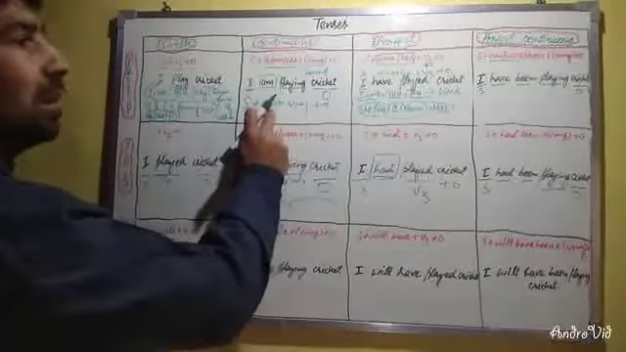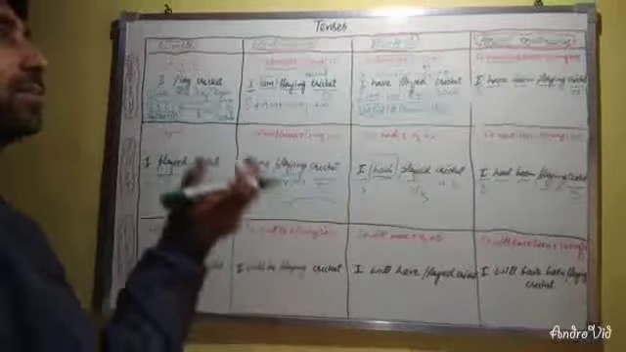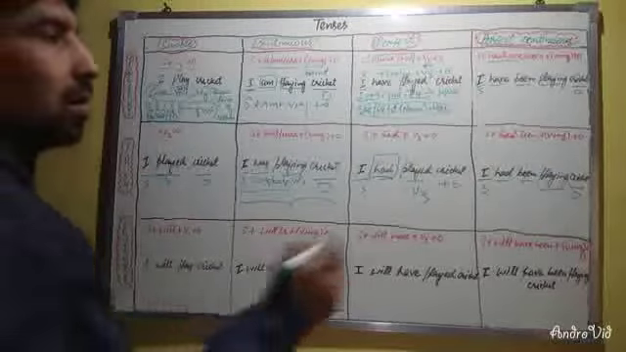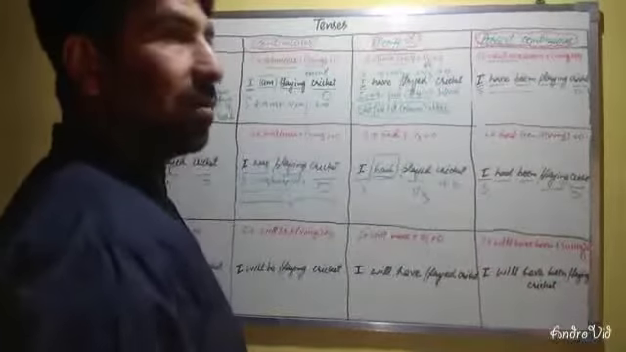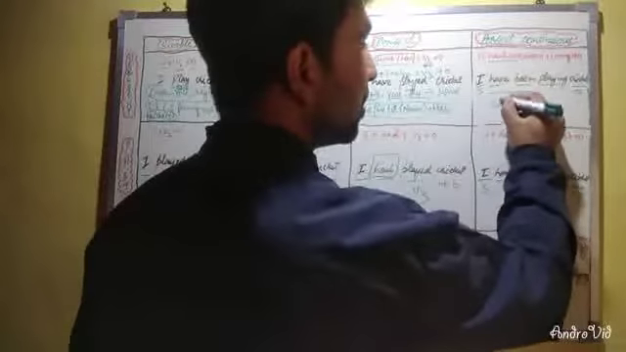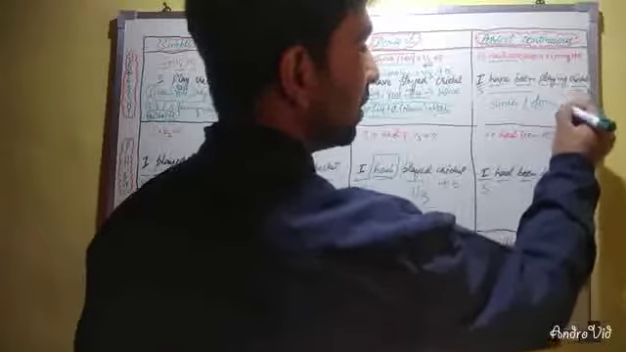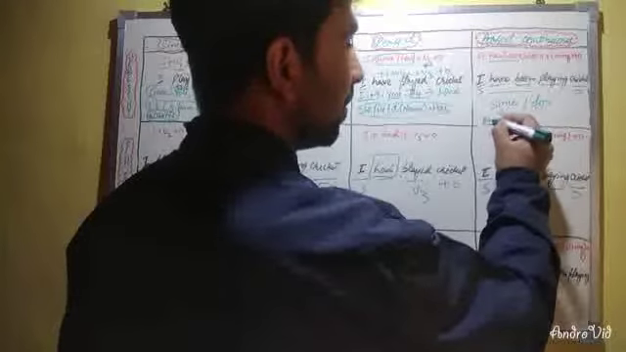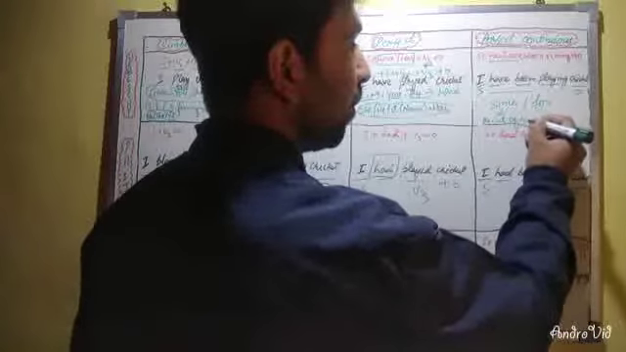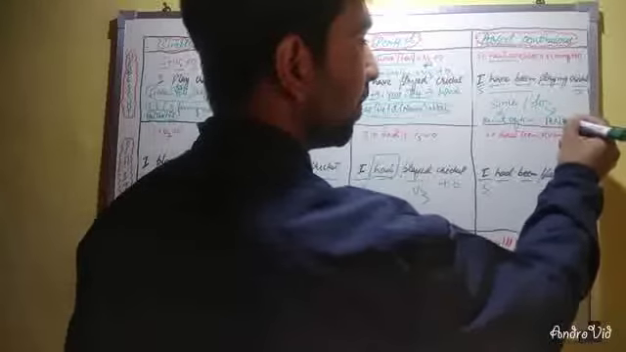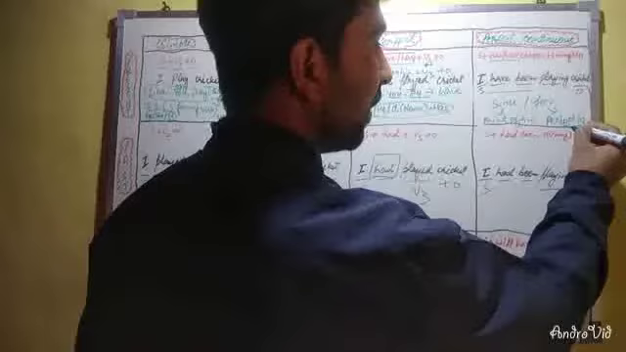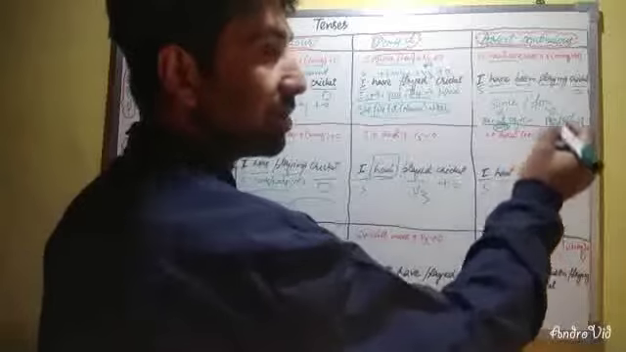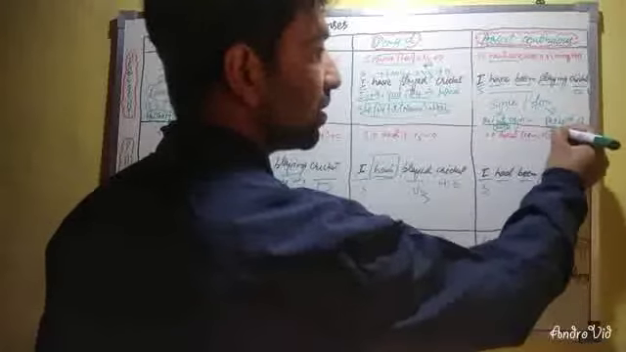You will see here the work has started and it is going on. Here the work has started, but it was going on when something happened. You will see that there is a need for since and for in these perfect continuous forms. Since is used for a point of time, and for is used for a period of time. Likewise, if I tell you I am teaching since 2013, 2013 is a point of time. I am teaching for 7 years or 8 years, that is a period of time.